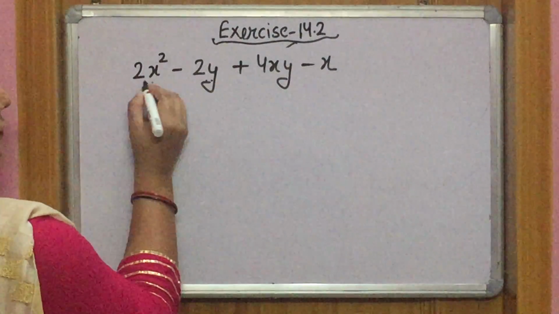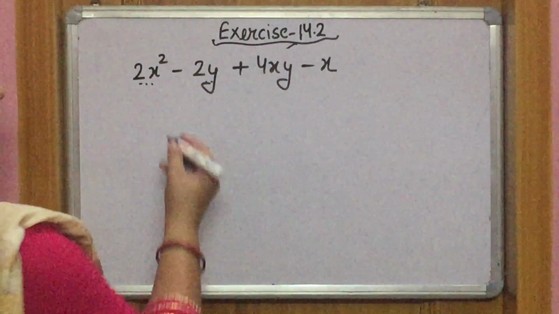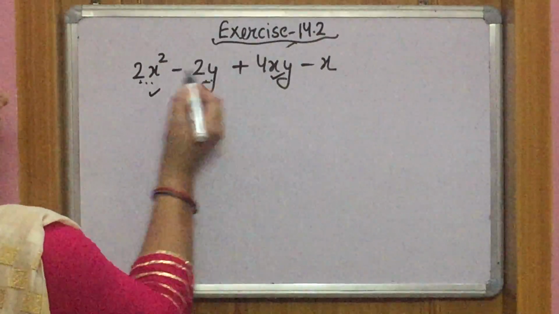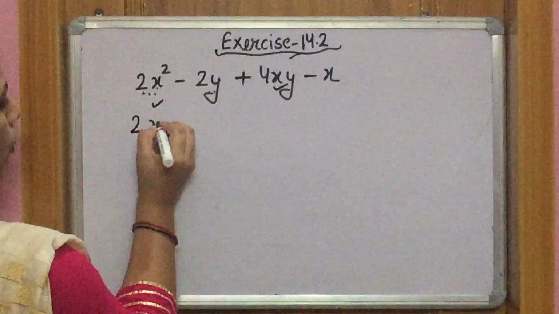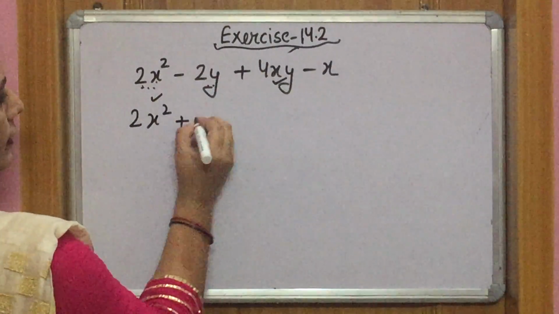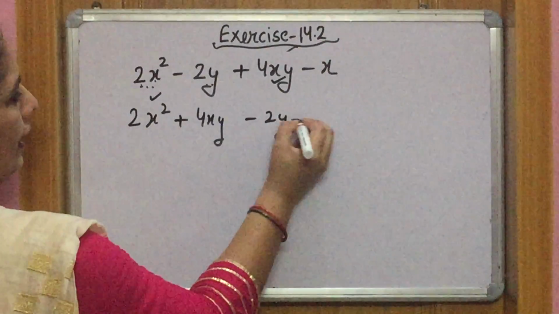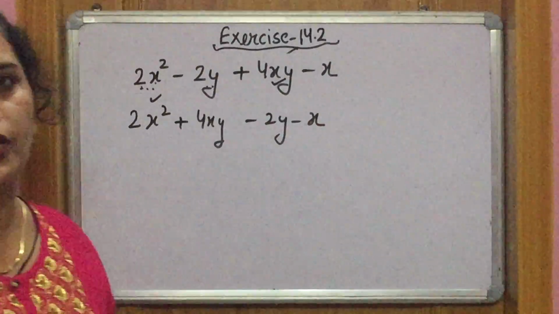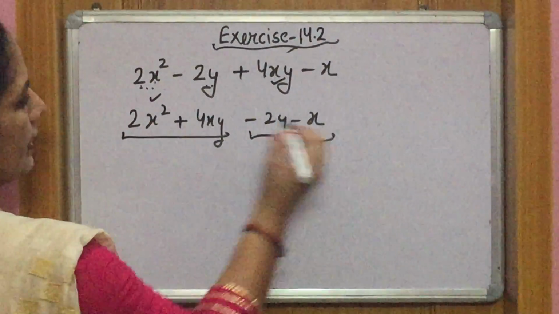Of these two terms, we have just 2. We can just take 2 as a common. Of these two terms, we can take 2 as well as x. So we can make a group of first and third term, second and fourth term. That's why we have to rearrange the terms. So this is our first group and this is our second group.